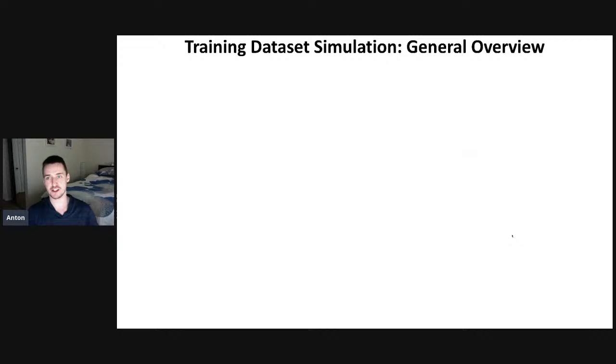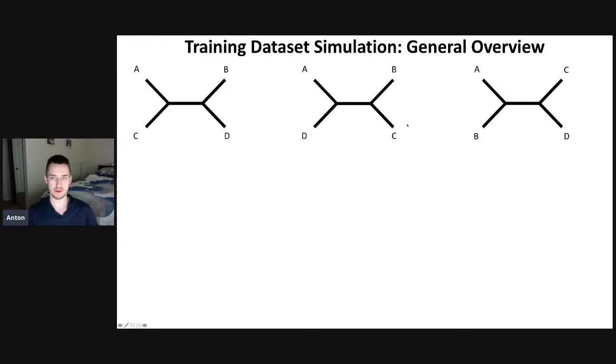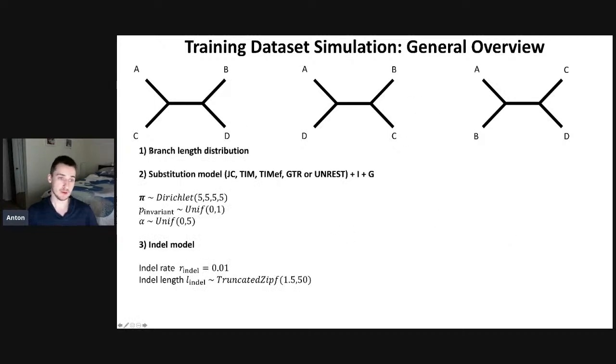I'm going to give you a very general overview of the simulation. First we have our three possible unrooted topologies for a quartet. First we need to simulate branch lengths, and I'm going to talk about this in more detail in the next two slides. Second, we need to provide the substitution model. In this case, we used a vector of very standard models, like Jukes-Cantor, GTR, UNREST, TIM. For every alignment, the model was randomly drawn from this vector. Then we have our I parameter and G parameter within those models, and our equilibrium base frequencies were drawn from a Dirichlet distribution.